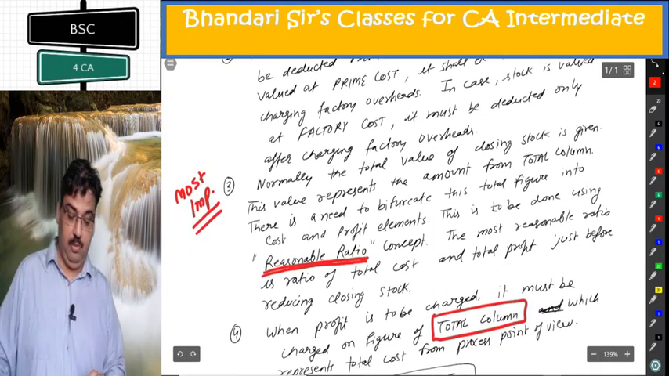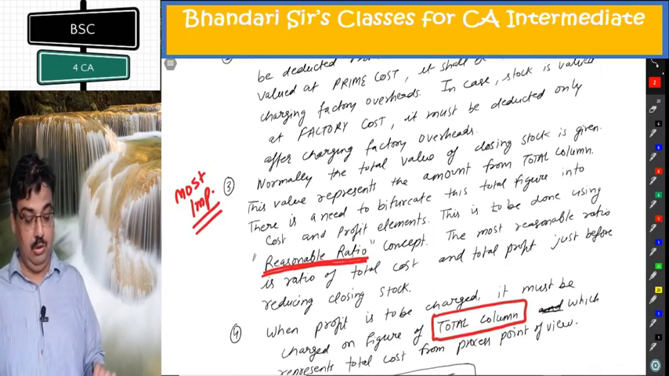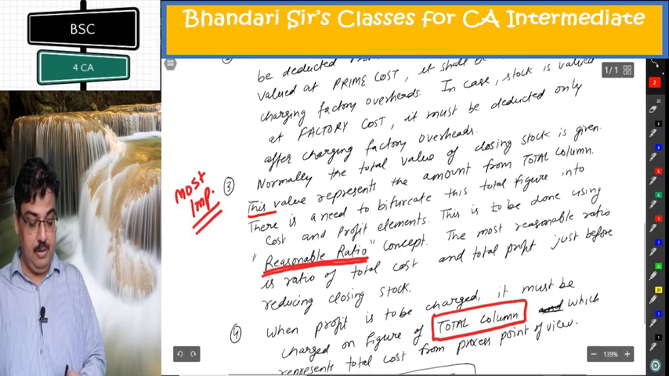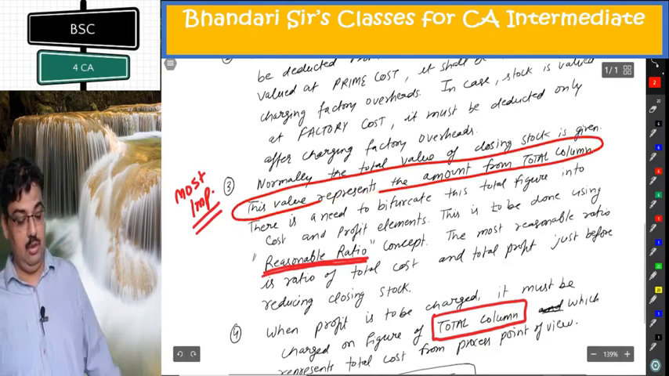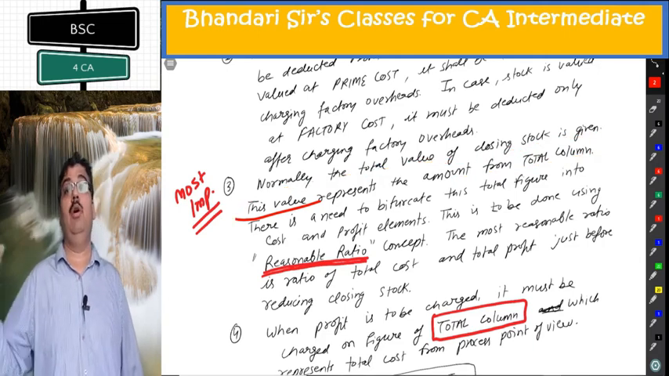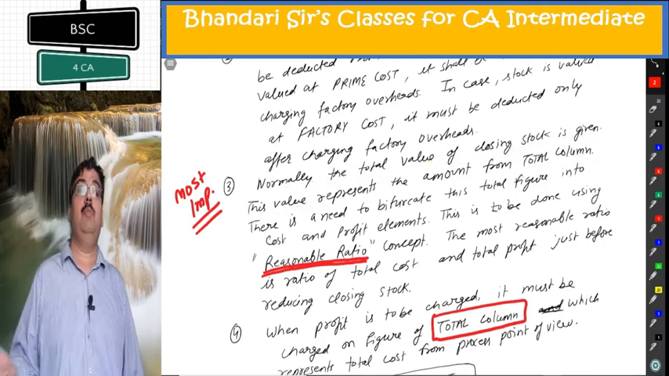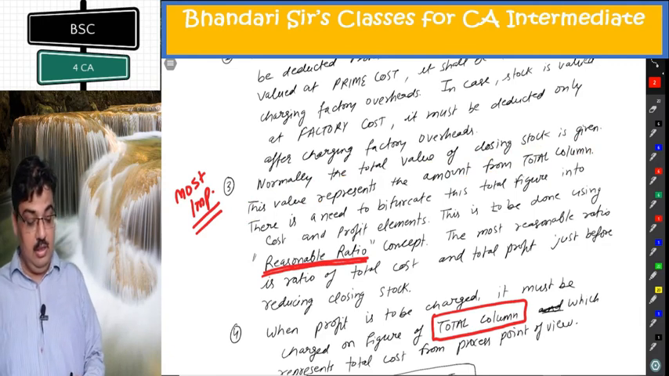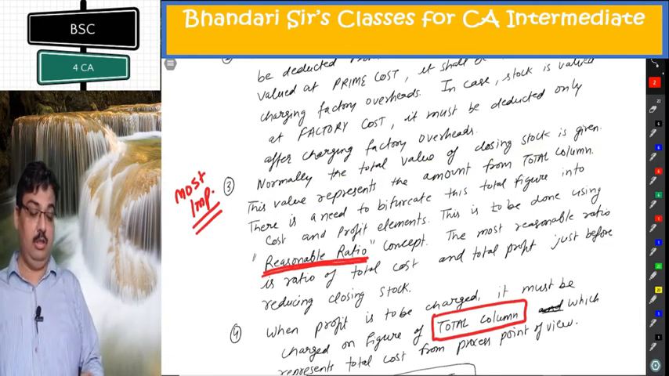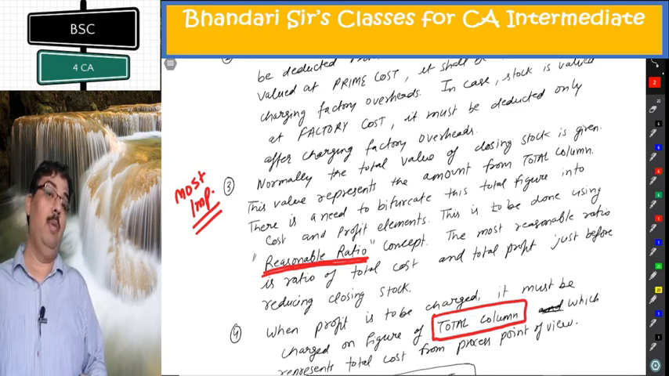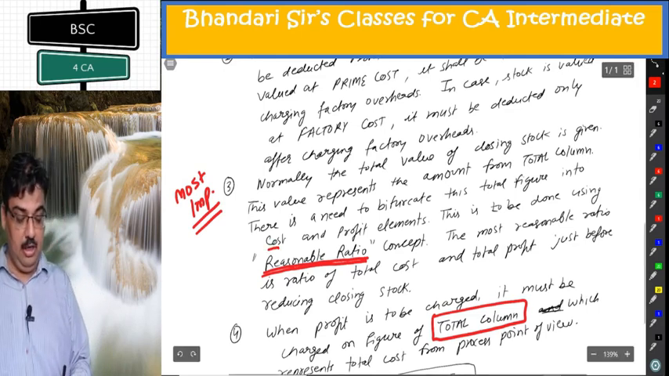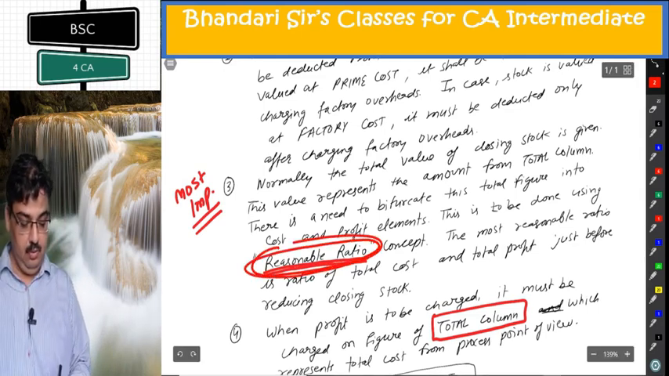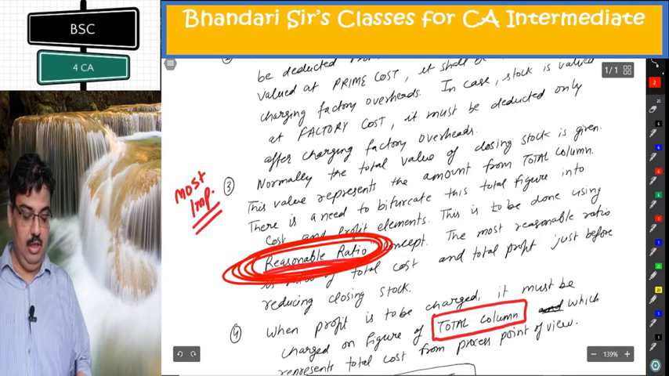Very important, most important. Normally the value of closing stock is given. This value represents amount from total column. Very important. Question does not say is this cost of the company or of the department, but it is departmental cost, means total column only. There is a need to bifurcate this figure into cost and profit element, because we are making separate column for cost and profit. I need to bifurcate into cost and profit. This is to be done using reasonable ratio concept. Now which ratio is a reasonable ratio?